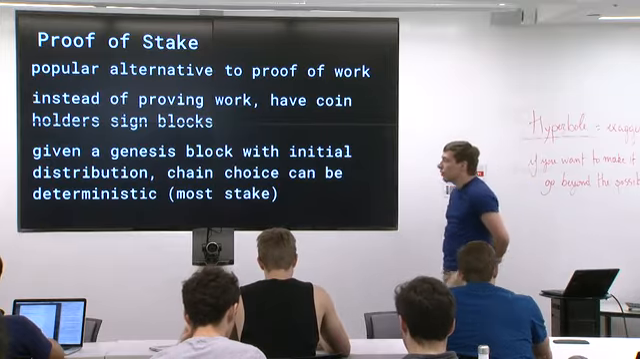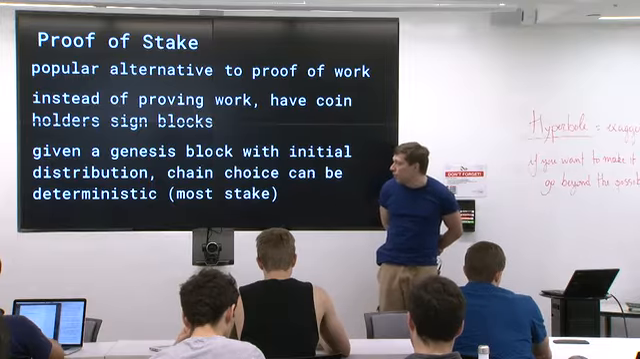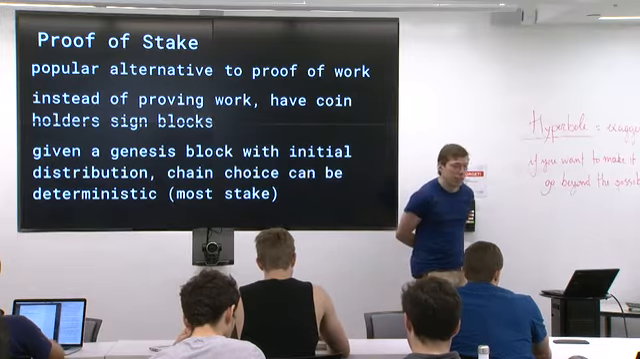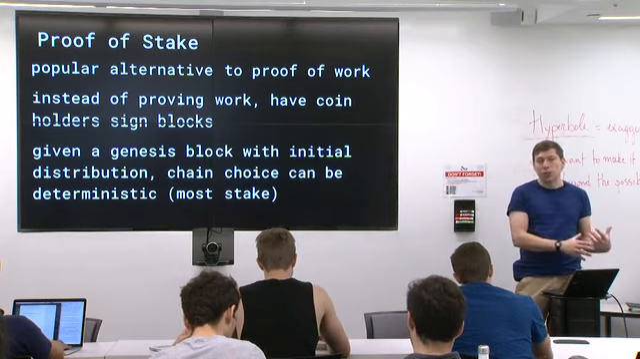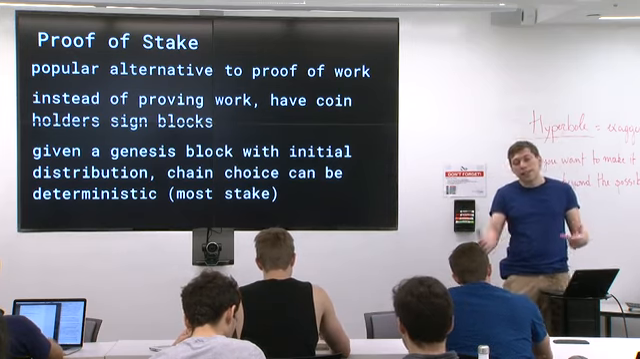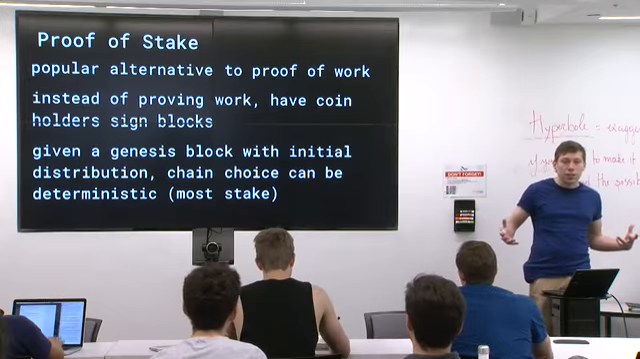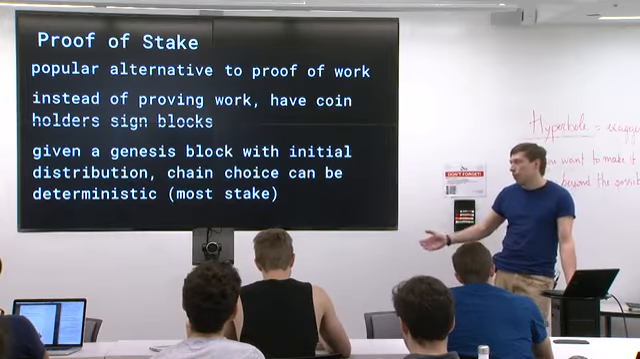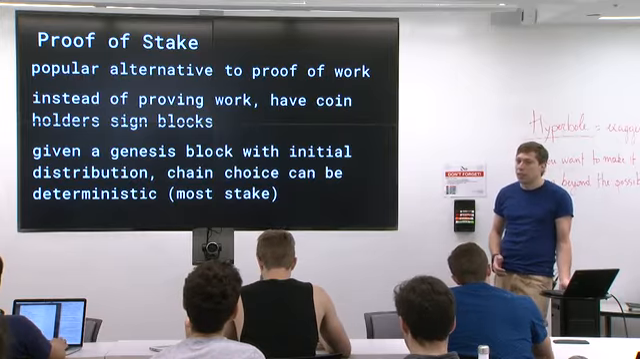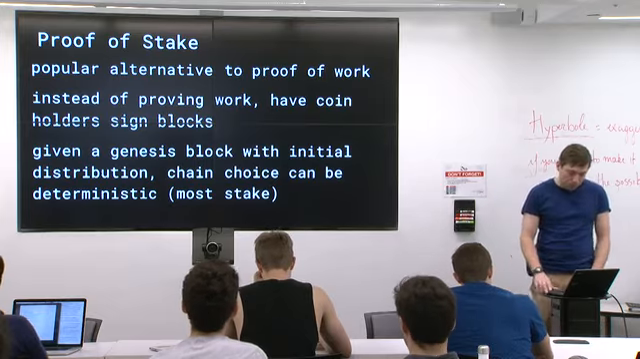So if you have a given genesis block with some kind of initial distribution, you can make it deterministic. You can say, I'm just going to go with whatever has the most stake, whoever has the most coins signing off on the next block. And given two or three different histories, you can see from the start which has the most total stake signing off on these things. So that seems pretty cool.